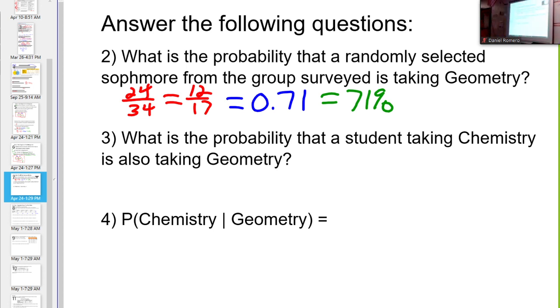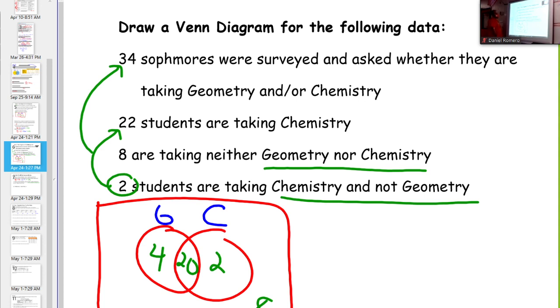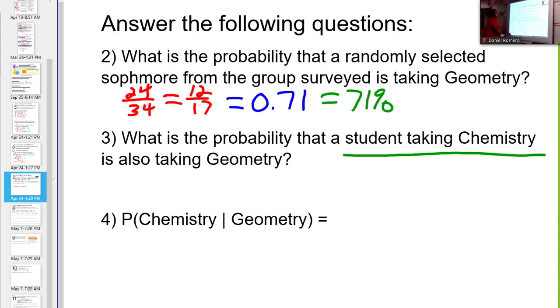What is the probability that a student taking chemistry is also taking geometry? All right. So now here's where we're getting into conditional probability. Because now, by saying that a student is taking chemistry, we are limiting our sample space. Remember we went over that vocabulary at the very end yesterday? Now we are stipulating a condition where we're not looking at all 34 students, we're only looking within chemistry. So that means my sample space is going to be 22.